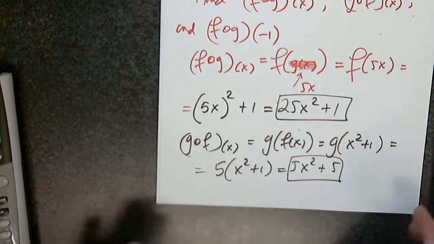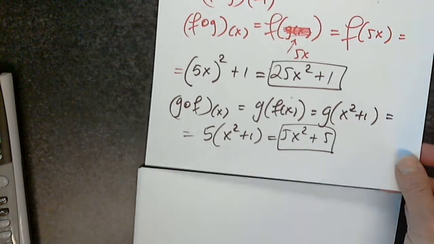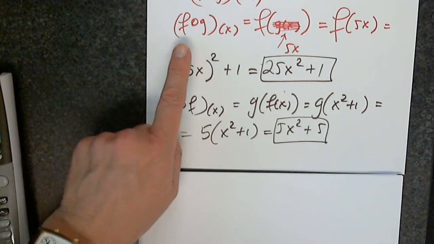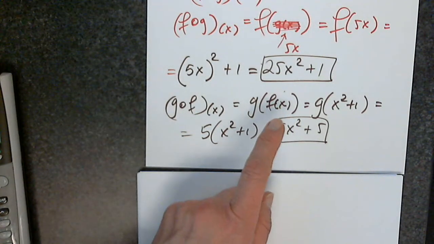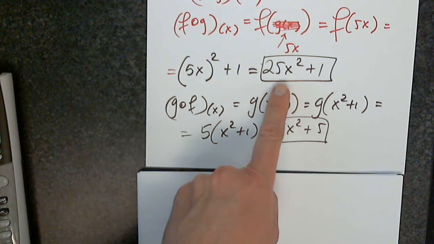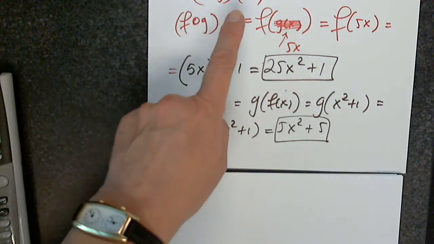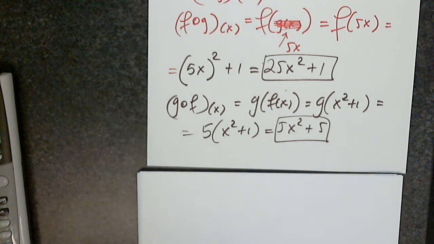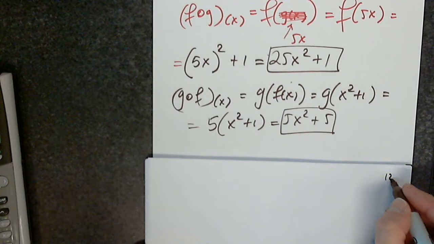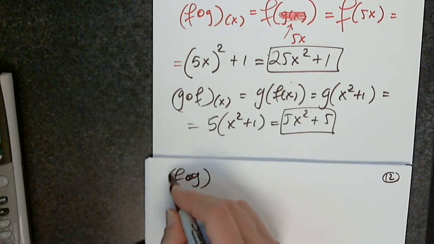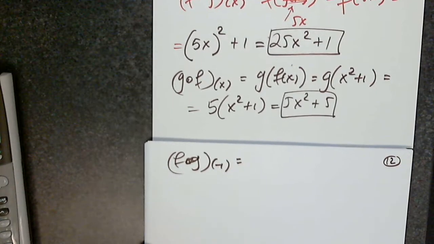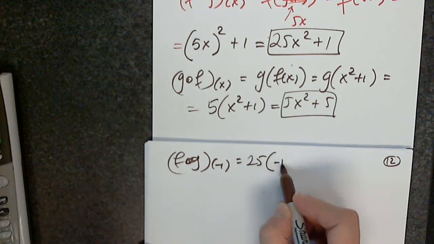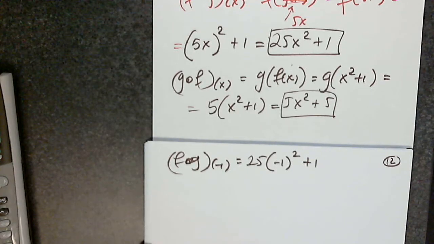Now I'm asked to find f comma g of -1. Since I have the function f comma g, why reinvent the wheel? I'm asked to evaluate this function for -1. All I have to do is just plug it in to find f comma g of -1. Can anyone dictate? But -1 squared is 1 times 25 is, and 25 plus 1 is?